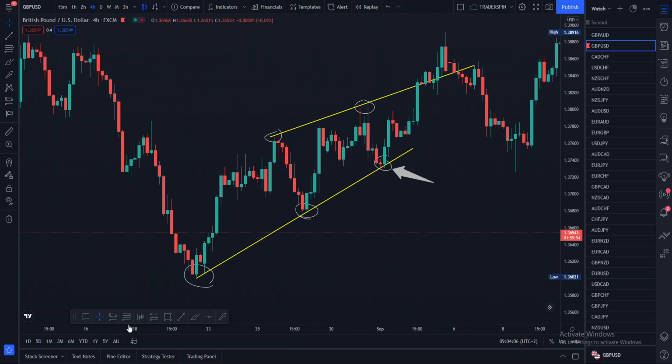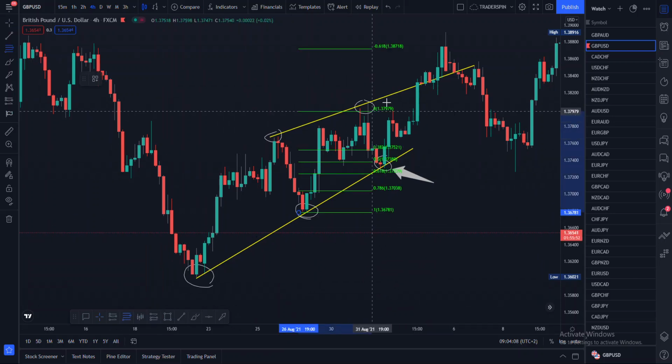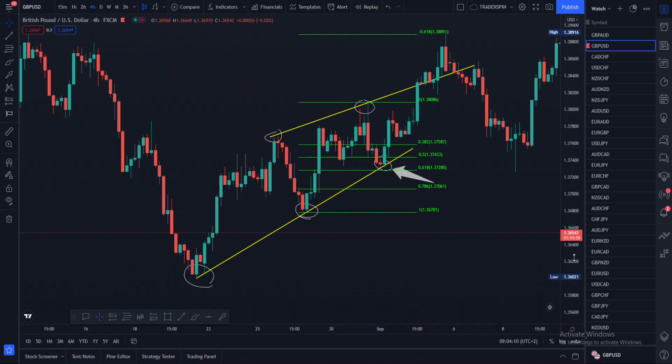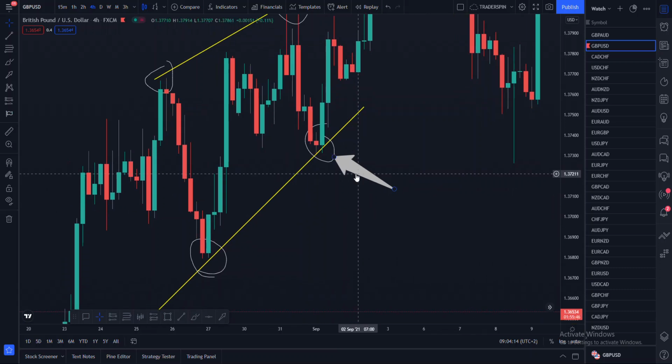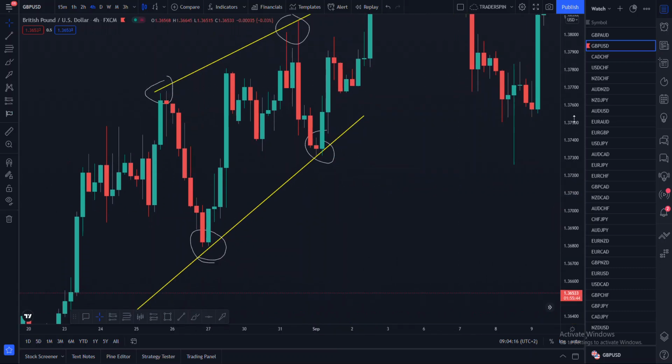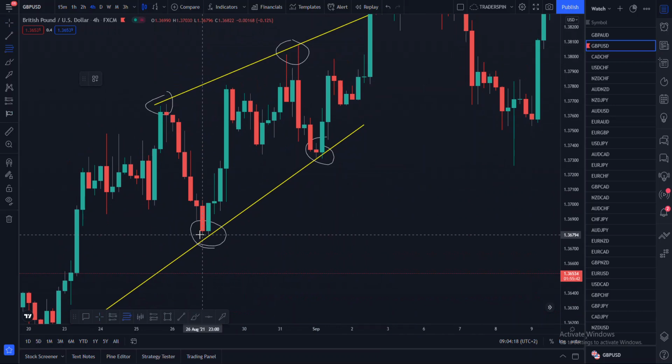So, and then you come over to your Fibonacci retracement tool, and then when you get there, you can see that price. Oh, sorry about that. You can see that price. Let's draw it again.